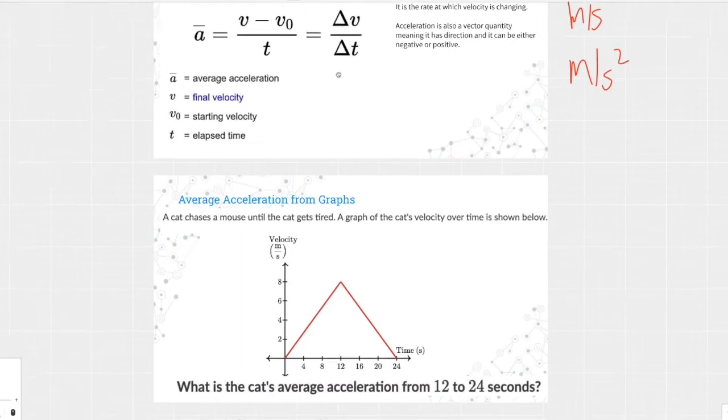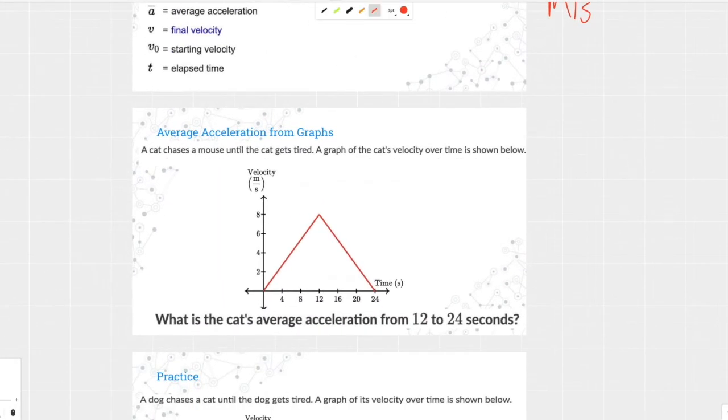Okay, let's do some examples. A cat chases a mouse till it gets tired. We're given the velocity and the time. What is the average acceleration from 12 to 24? To find this, we have to find the slope of the line. We're given two points: 12, comma 8, and the other point is 24, comma 0.